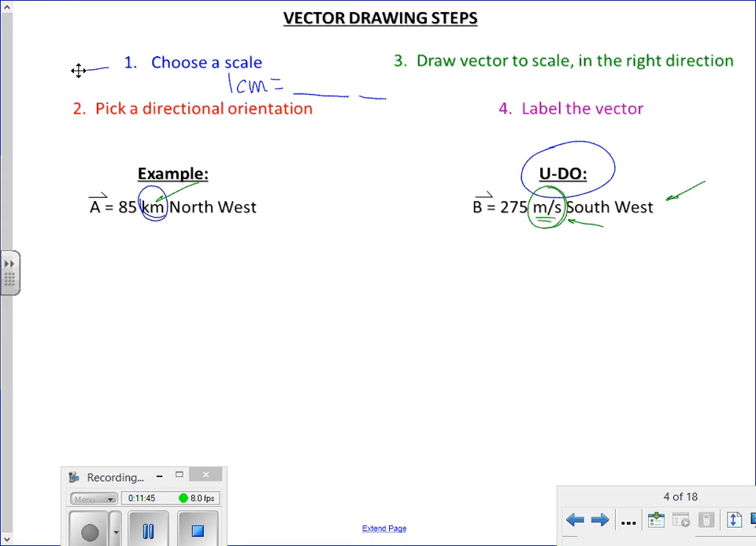But the nice thing is, we can still draw a vector B that is still an arrow, but it represents a completely different kind of quantity than vector A that we can also represent with an arrow, because both these things are vectors. There's nothing wrong with saying, hey, that plane was traveling at 275 meters per second southwest.